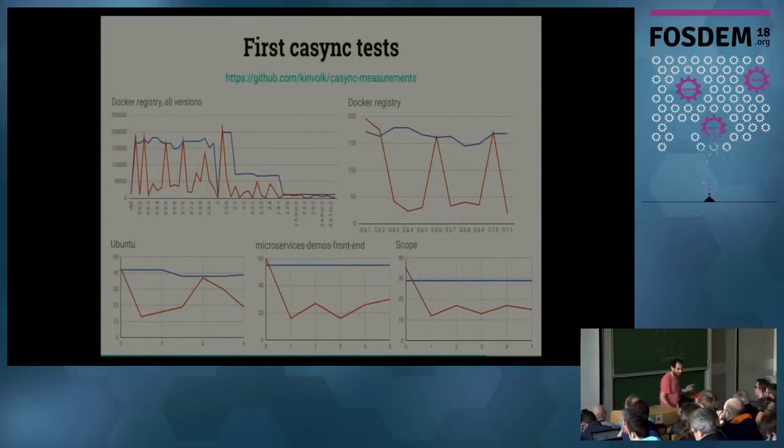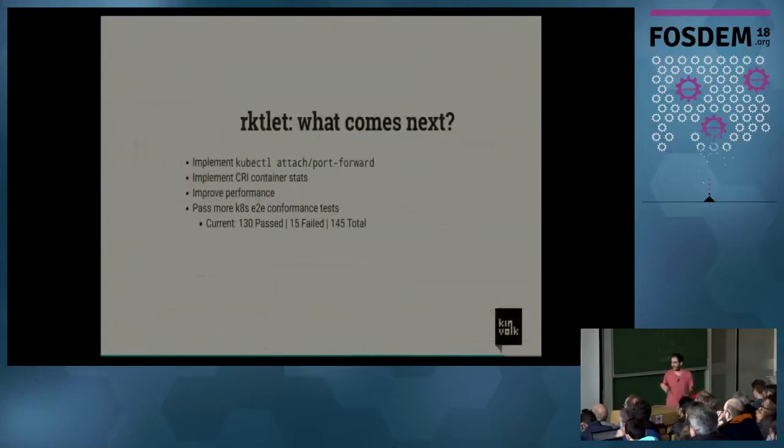So, the casync tests. There are some graphs there. The red thing is the amount of data transmitted using casync, and the blue thing is the amount of data transmitted without using casync. But as I said, there's going to be a talk on this, so you'll get more details there.